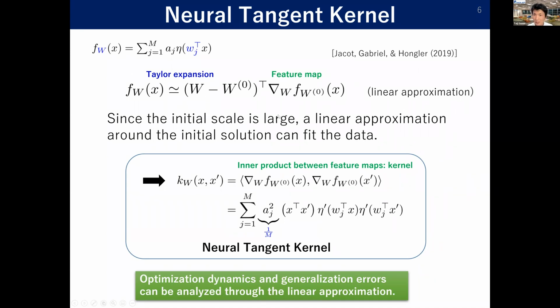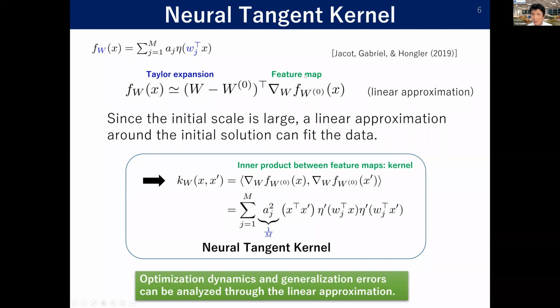This is just a first-order Taylor expansion, where W0 is the initialization. So the initialized parameter is W0. Around the initial solution, we can expand like this. This approximates the neural network very well in the neural tangent kernel regime. Therefore, we can analyze a neural network through this approximation.